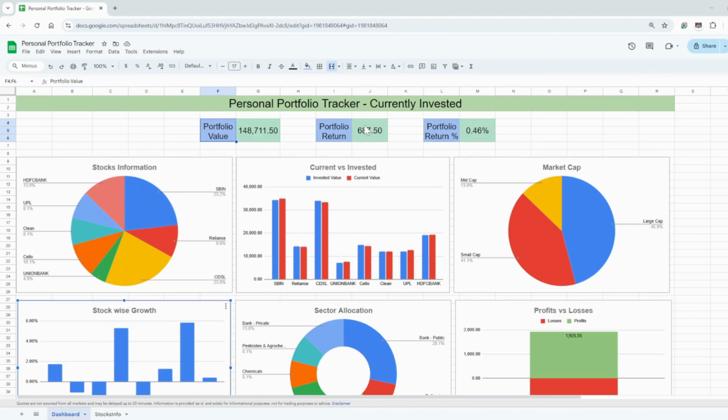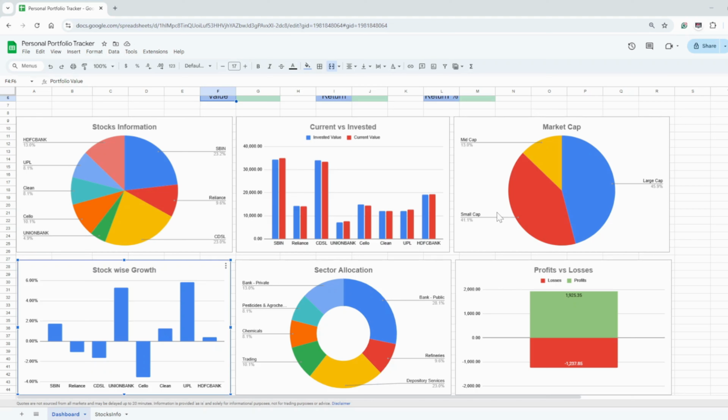So this is the personal portfolio tracker for currently invested stocks, where you get a glance of the total data, like whatever data you have, like market cap data, sector allocation, stocks information, everything at once. Okay, we don't have to go to any of the sites, or if the stockbroker does not have this, then this is very much important to get a glance of your portfolio. I'll share the link of this portfolio tracker in the description.